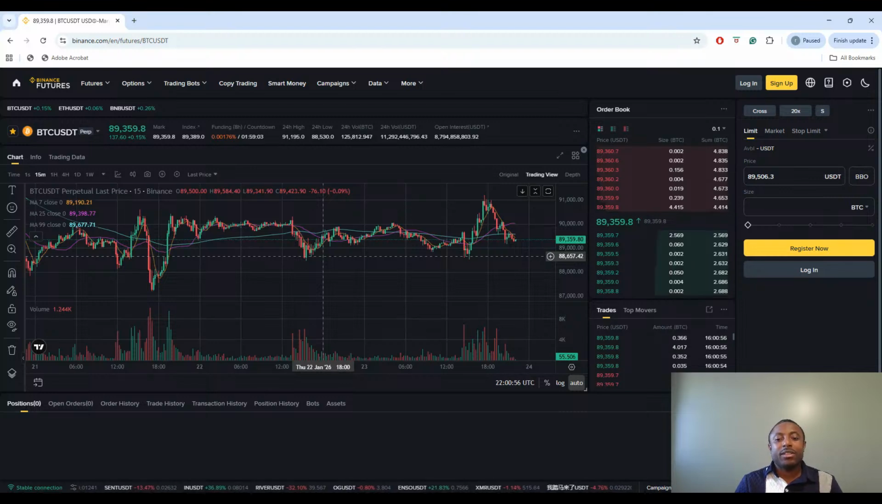For instance, the relative strength index, RSI, or the stochastic RSI. They predict what's going to happen, or even the MACD. I think the MACD also predicts. But I think the ones that are mostly used are the RSI and the stochastic RSI, those two.